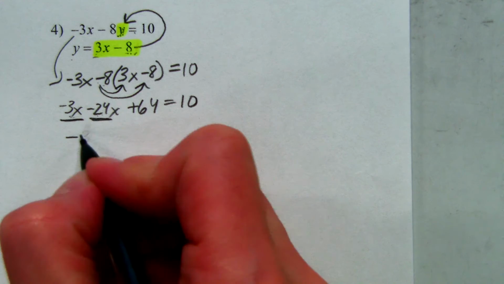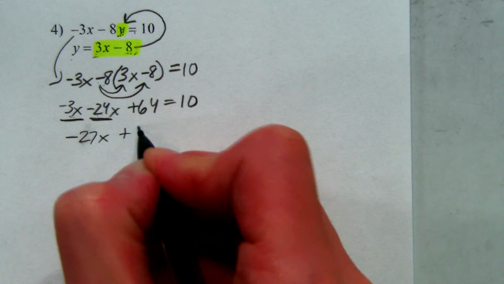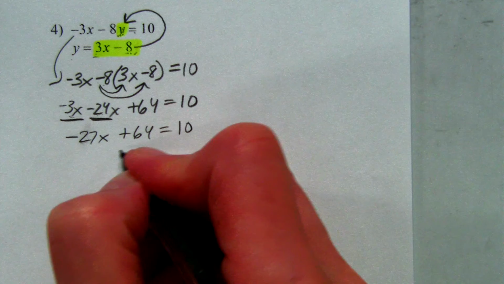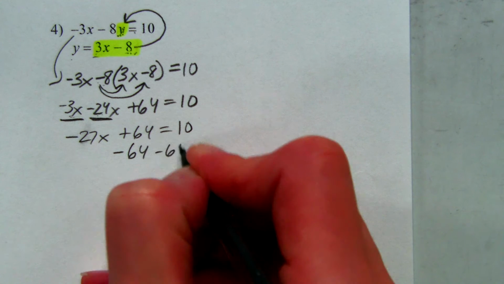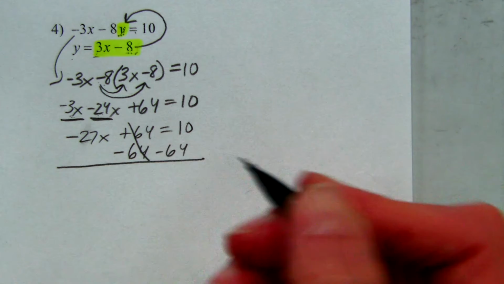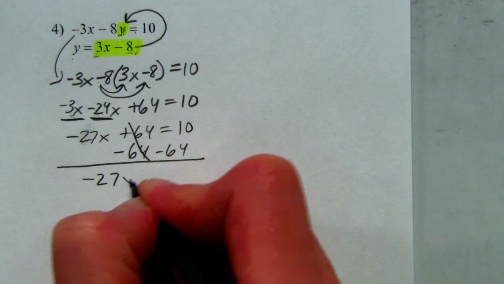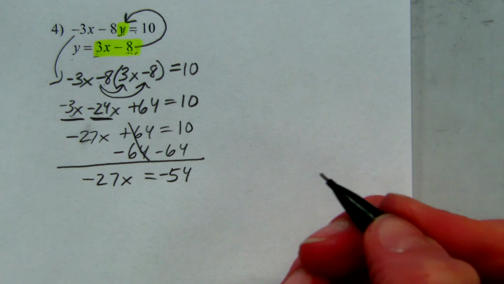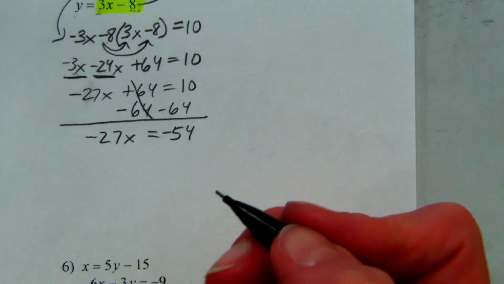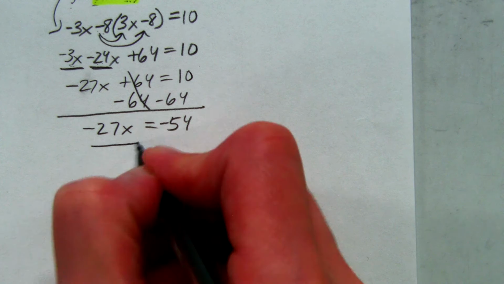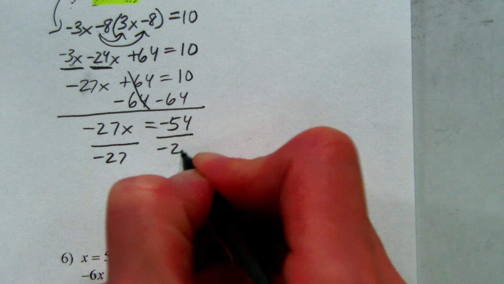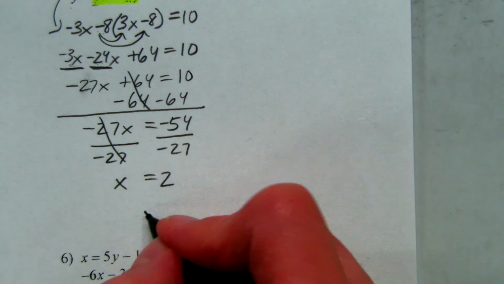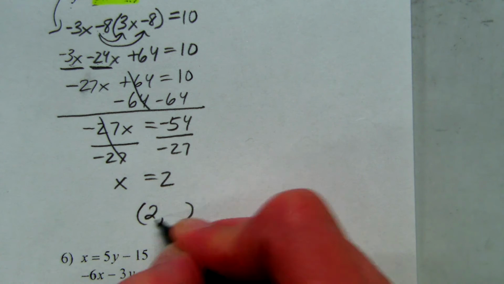negative 27x plus 64 equals 10. Next step is to subtract 64 from both sides, so we get negative 27x equals negative 54. And now we're down to just a one-step equation. We'll divide by negative 27, and we get x equals 2. So that's half my answer. I'll put that in for the x coordinate.